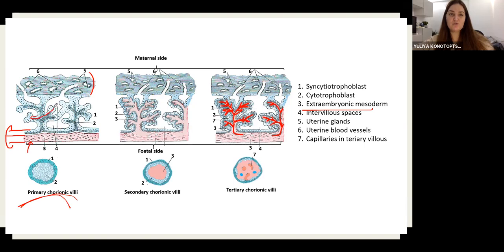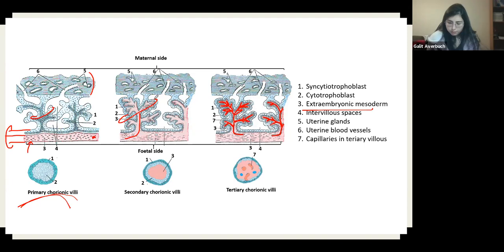How do we call the structure? This is called primary villus. So two of them, primary villi. What do the primary villi consist of? Outer syncytio and inner cytotrophoblast. Later, you start to see that mesoderm wants to join the party. It starts to push forward into the primary villus, making this villus not primary, but secondary. So what's the difference between primary villi and secondary villi?